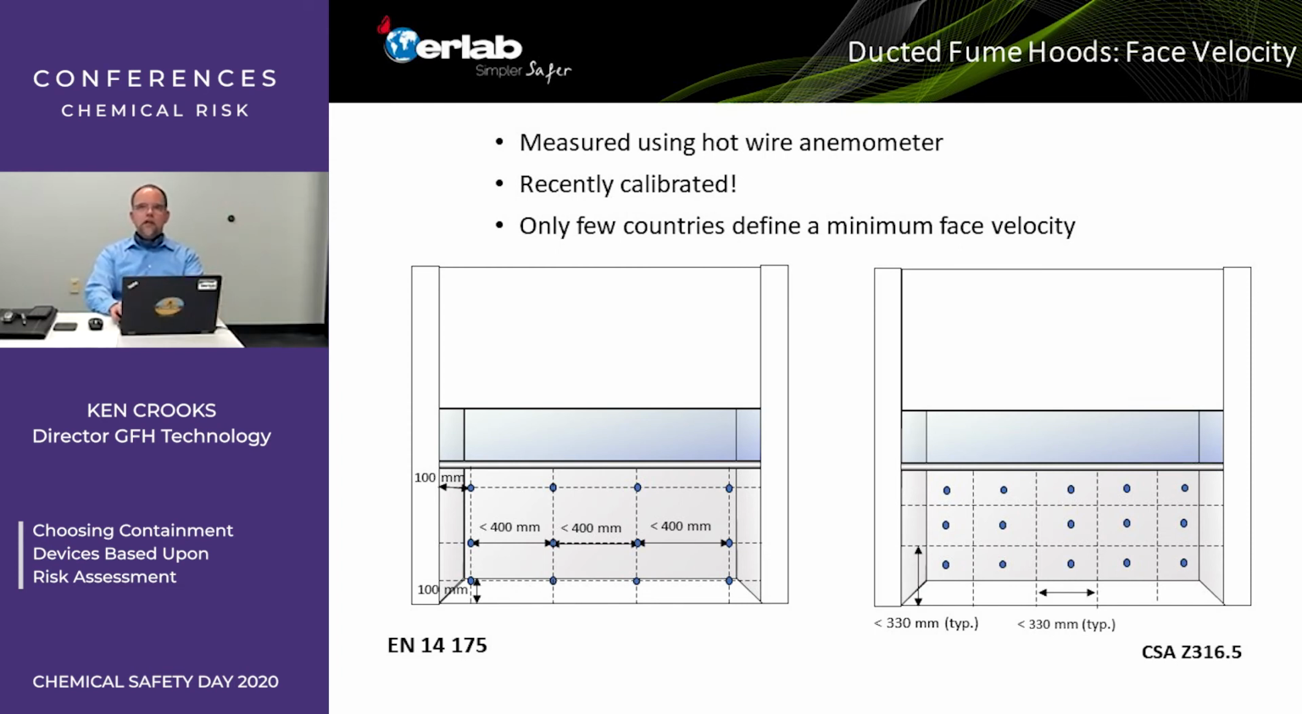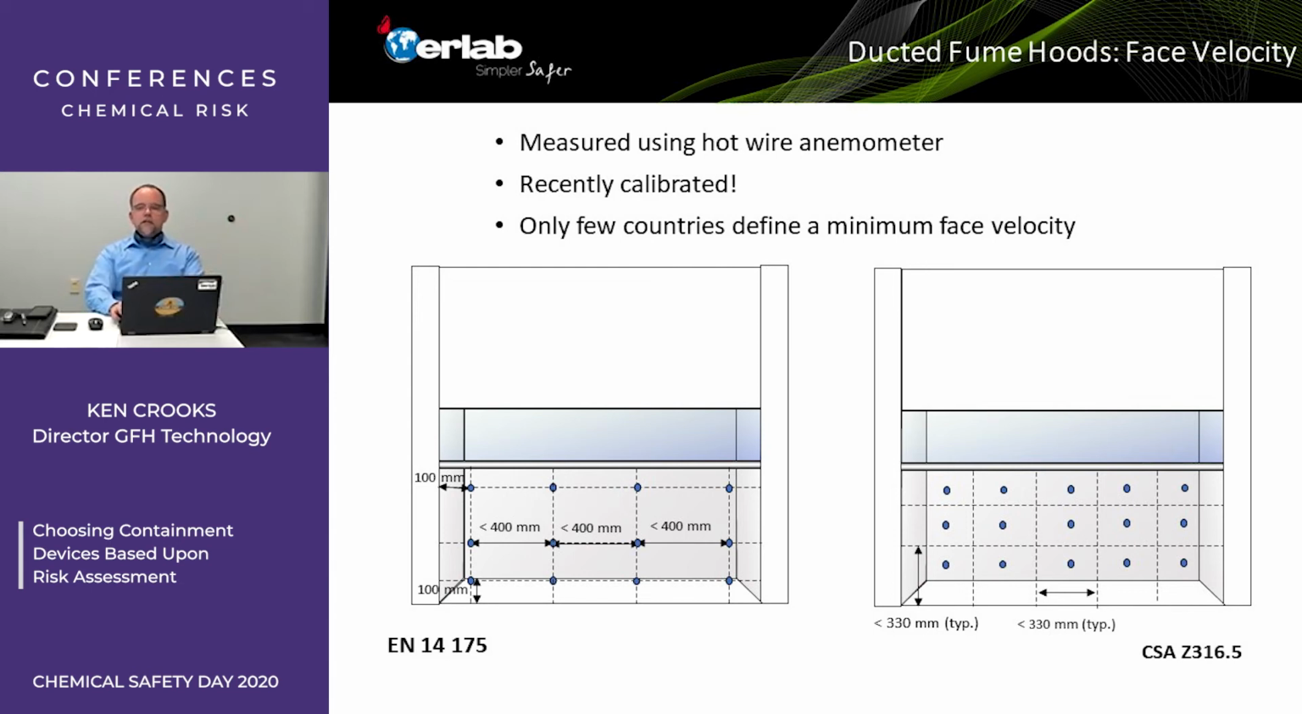Very quickly, just talking about face velocity. For those that don't know, EN 14175 sets up a grid pattern. You have to be within 100 millimeters of the edge and then 400 millimeters between test location or less, depending on the size of your hood, right? So you use these rules, you measure at these grid points, you data log all that information, and then you look at the average face velocity of that fume hood.